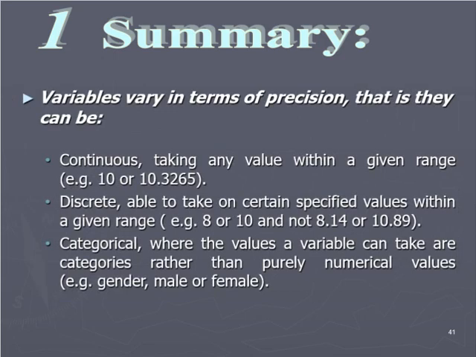Kasi antok na kayo. Ayan, variables vary in terms of precision. So, as to precision, na-discuss natin to, you have continuous, discrete, and categorical. When we say continuous, taking any value within a given range. Okay? Look at the example. Discrete, certain values lang. No? Like 84 or 85. Hindi pwede ang 84.99 or 74.99. Categorical, where the values a variable can take are categories rather than purely numerical values. Okay, so that's your categorical. Ayan.